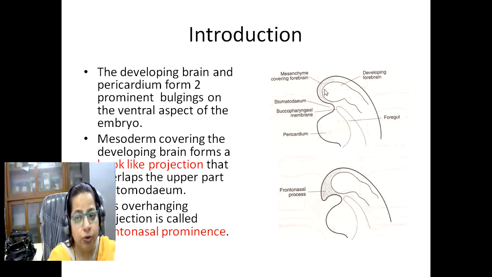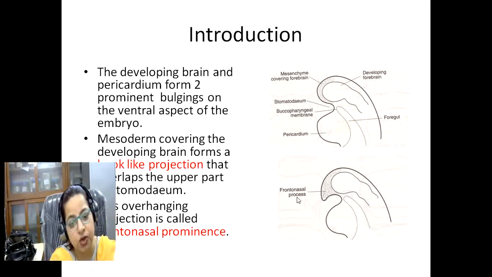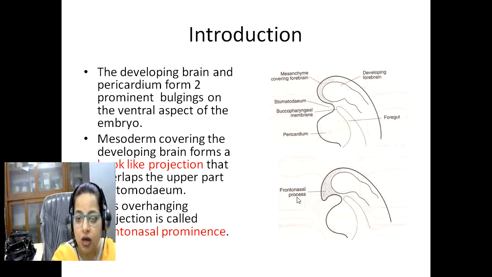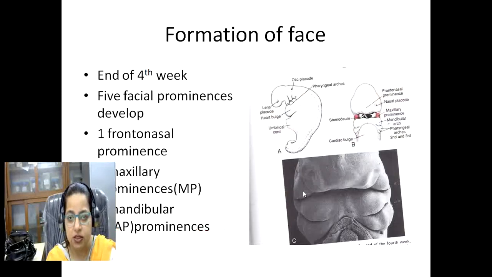Now, this developing forebrain forms a hook-like projection that overlaps the upper part of the developing stomodium. This hook-like projection has been named the frontonasal prominence. In the diagram you can see it is written as process, whereas I have written it as prominence. So there is a variation: in some books it is written as process, whereas in some books it is written as prominence. You can use either according to your convenience.